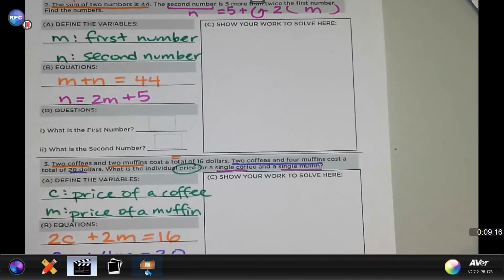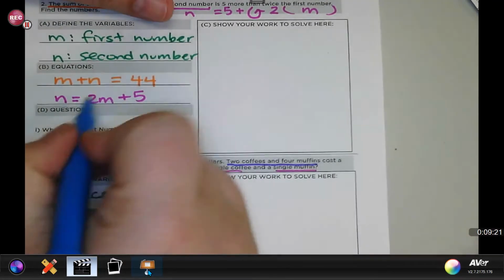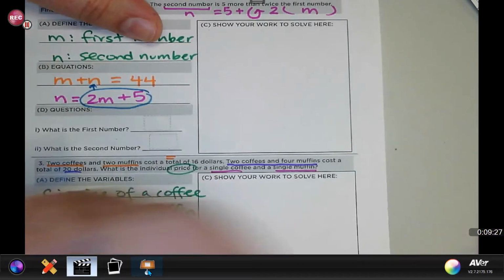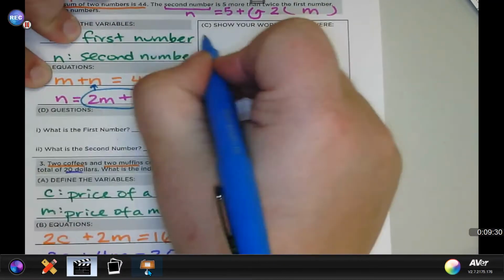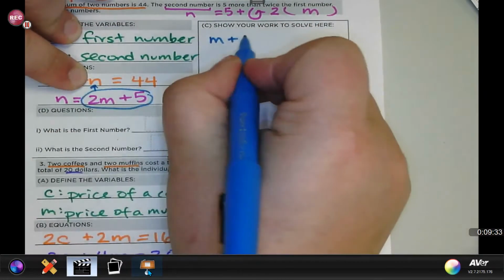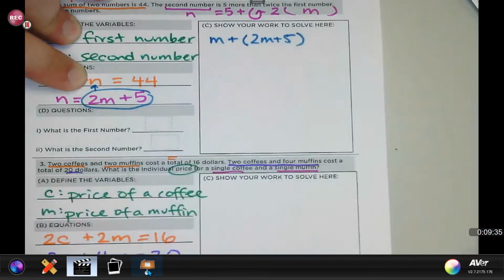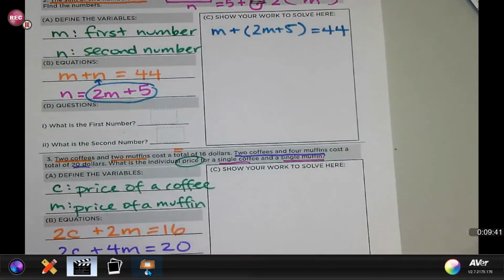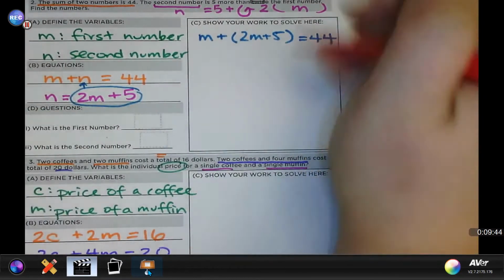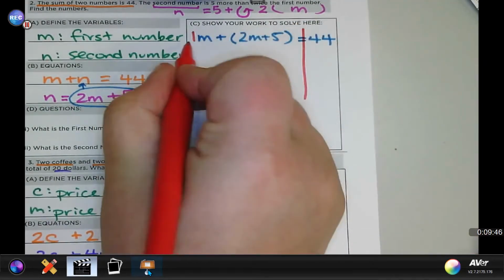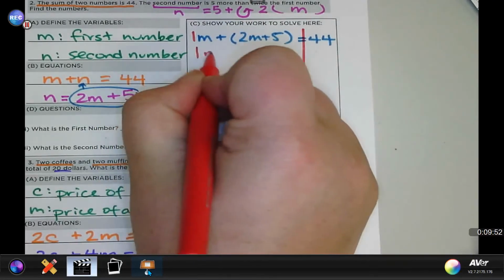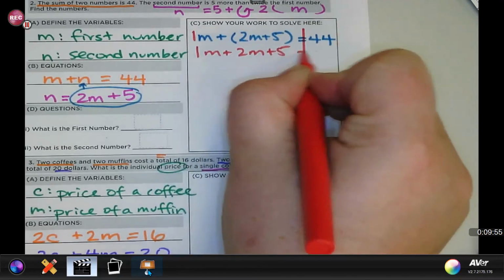Now, number 2. Number 2 lends itself to doing substitution because, look, this is n equals, and so I can take all of this and put it in for n. So over here, I'm going to write m plus, and then instead of n, I'm going to put parentheses 2m plus 5, and then continue equals 44. Okay? And then you solve this, and I'm going to put a 1 in front of that because it's 1m. Notice that there's nothing to distribute, so I don't actually need those parentheses.